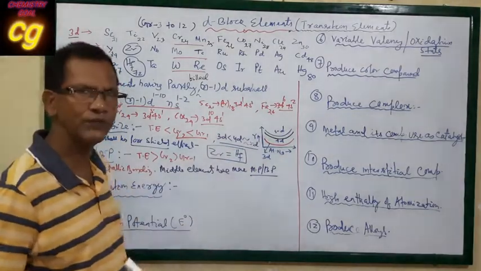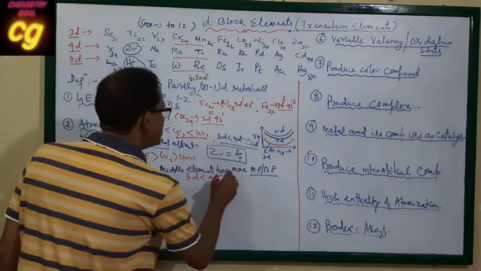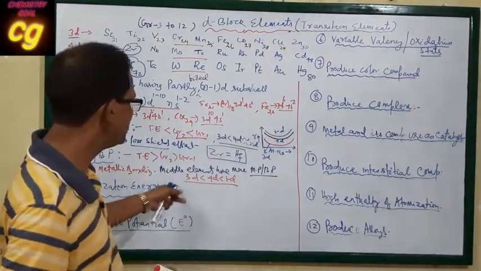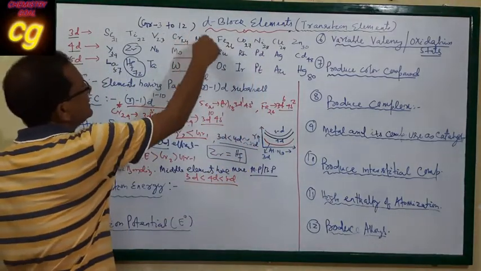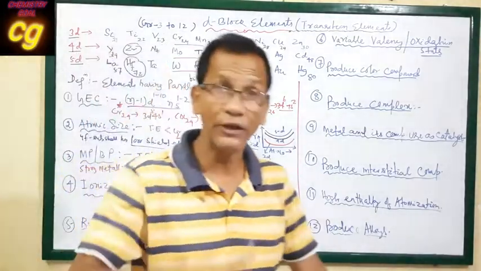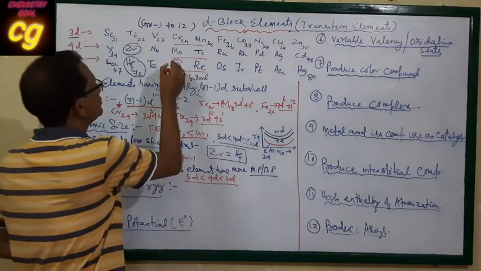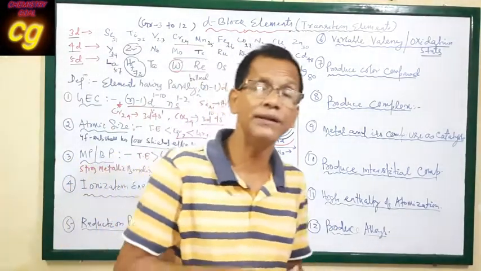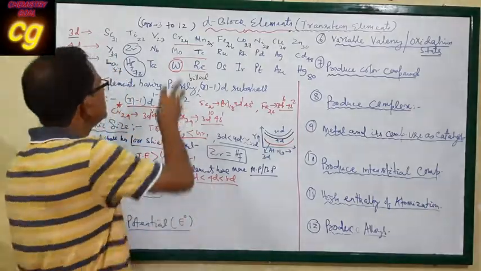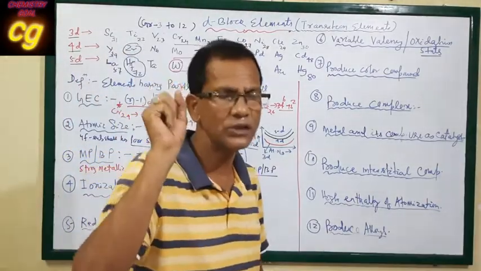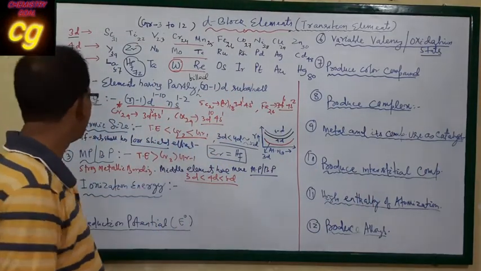If you compare 3d, 4d, 5d, the melting point order is 3d less than 4d less than 5d. This is the increasing order of melting point. And the middle elements of all the series have higher melting point. That's why tungsten, as we already know, is the highest melting point metal. It is in the 5d series, so it has the highest melting point because the number of unpaired electrons is more, so the metallic bond is stronger. So this is regarding the melting and boiling point of the transition elements.